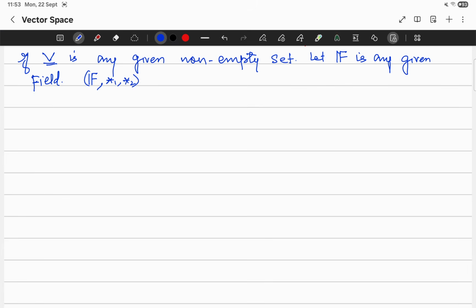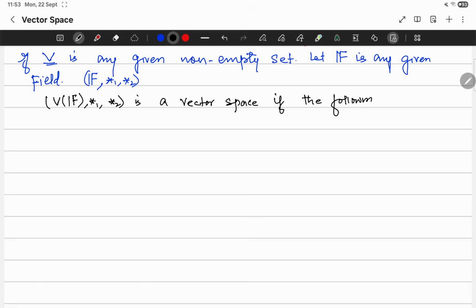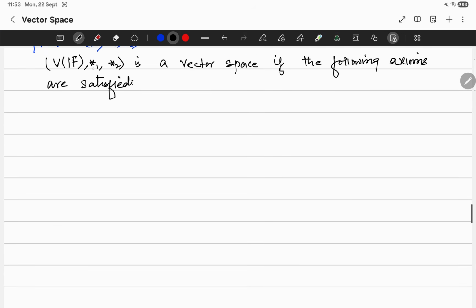ठीक है, so we will say here V over F with star1 and star2 is a vector space if the following axioms are satisfied. ओके, सो F with respect to star1, star2 क्या होगा, field. तो पहले 5 कंडीशंस को हम कहते हैं वेक्टर एडिशन, या कहते हैं हम इंटरनल कंपोजिशन. इसमें 5 कंडीशंस आती हैं, ठीक है.